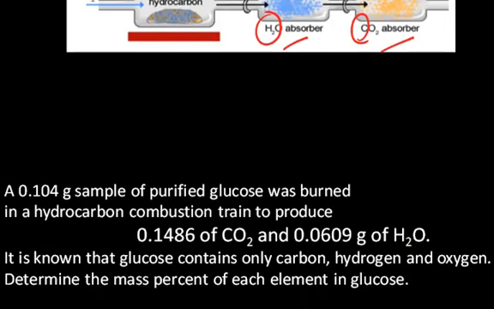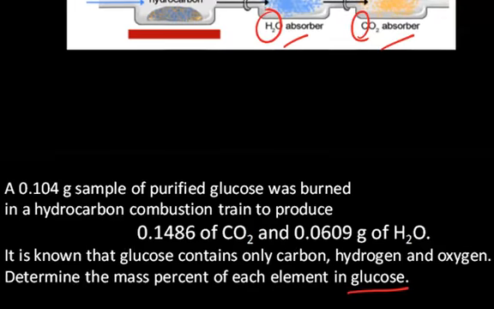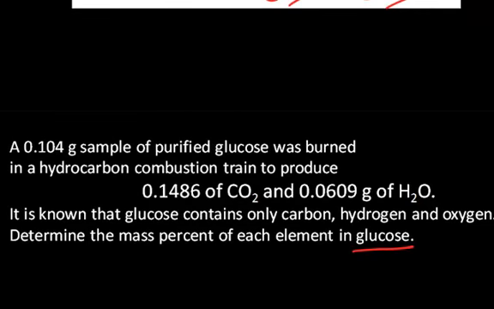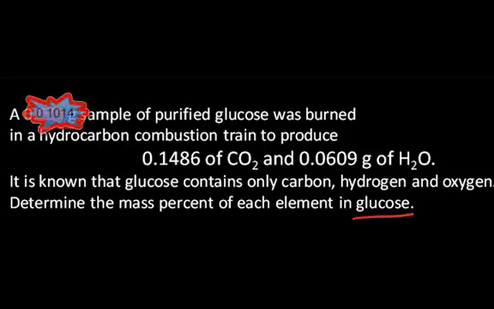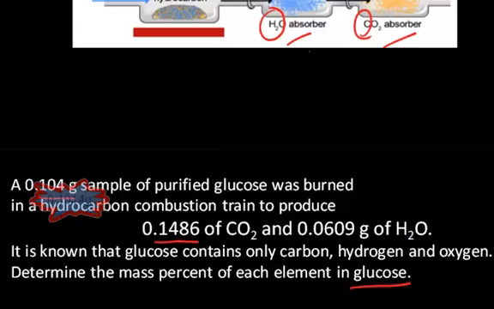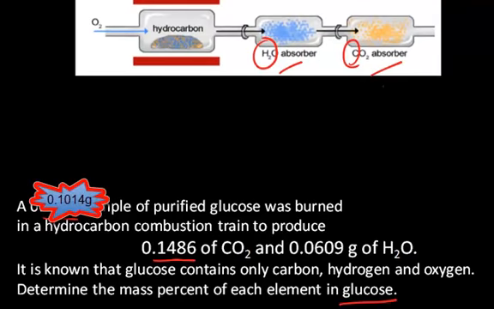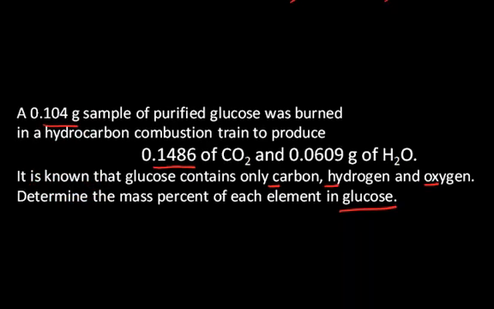Let's take a look at an example of a problem, and using combustion train analysis, determine the mass percent of each element in glucose. Here we have a 0.104 gram sample of pure glucose. It was burned in a hydrocarbon combustion train to produce 0.1486 grams of carbon dioxide and 0.0609 grams of water. It is known that glucose contains only carbon, hydrogen, and oxygen.